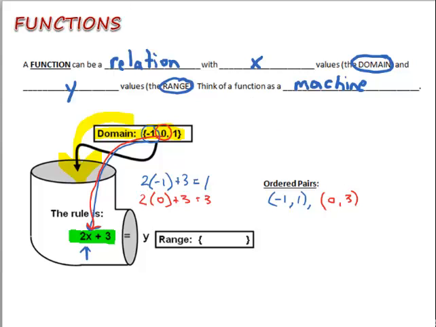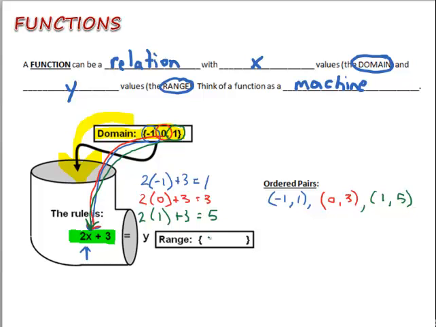And then our third ordered pair, let's do that one. We're going to take our third domain value, plug in 1 into my function rule, and I have 2 times +1 plus 3. When I do the math, that's going to equal 5. So my third ordered pair in my function is going to be 1, 5. Okay? So that's basically how I find it.